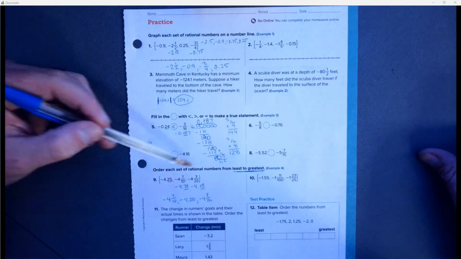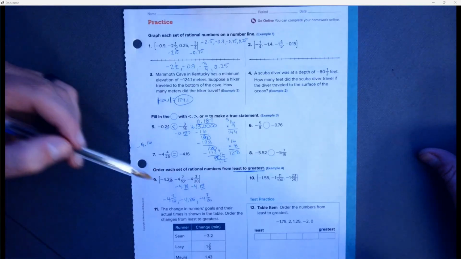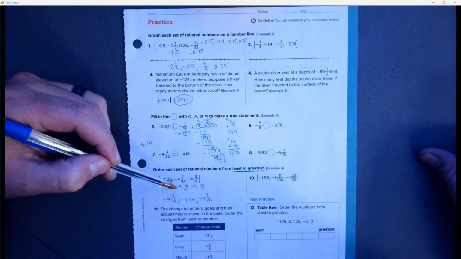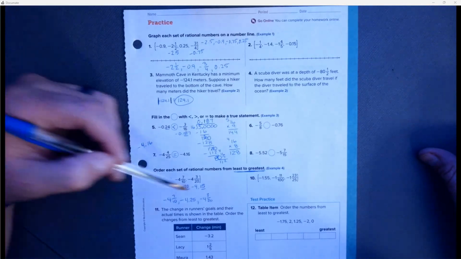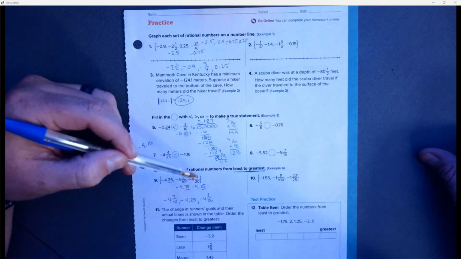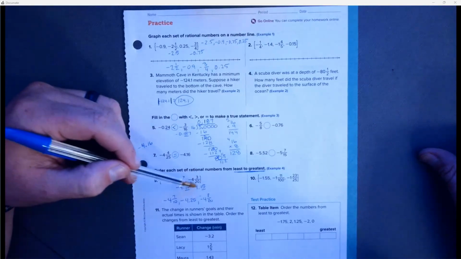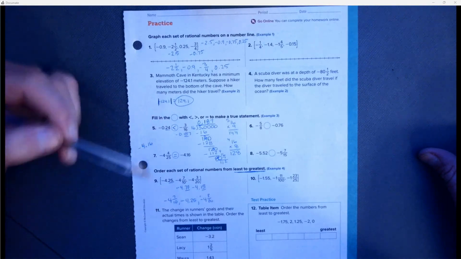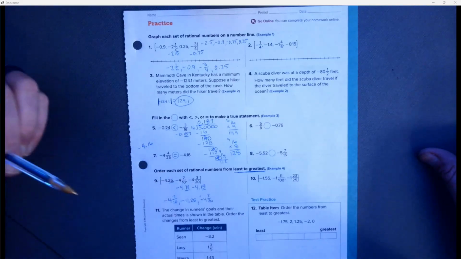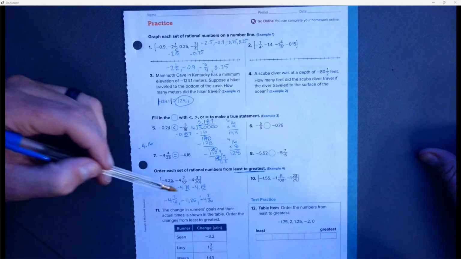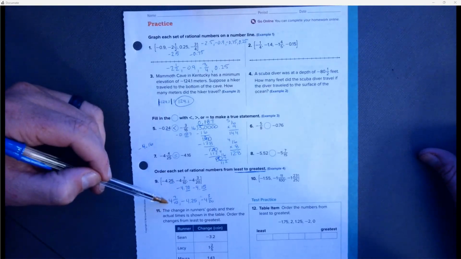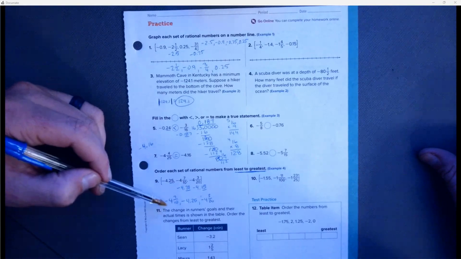Number 9, we're going to order each set of rational numbers from least to greatest. We have negative 4.25, negative 4 7/10, which we can write as negative 4.70. Negative 4 3/20. 20 times 5 is 100, so 3 times 5 is 15, so 15 hundredths, negative 4.15. Now if we want to order them from least to greatest, they're all negative, but the highest magnitude number will be our least. So we have 4.7, 4.1, and 4.2. So 4.7 is our least, so negative 4 7/10.